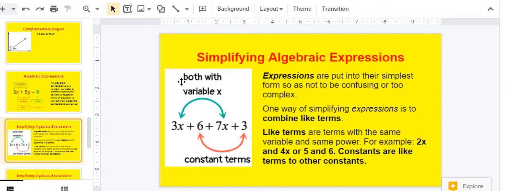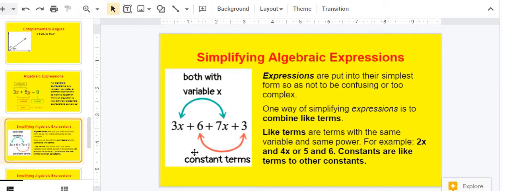Okay, so how do we simplify algebraic expressions? Expressions are put into their simplest form so as not to be confusing or too complex. Say, for example, we have this expression with 4 terms. We can actually reduce this algebraic expression with 4 terms into an algebraic expression with 2 terms.